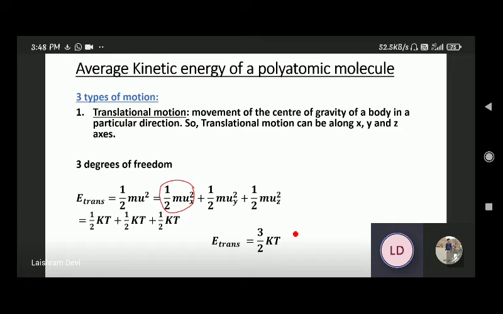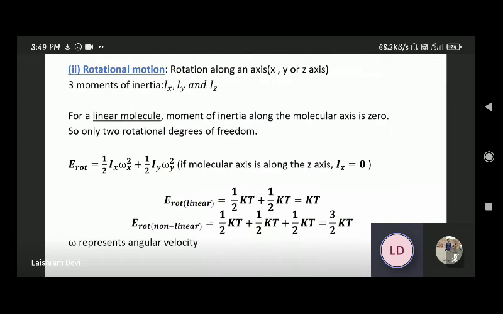ठीक है, this is for translational motion only. यहाँ पे आपको लीनियरिटी, नॉन लीनियरिटी, नंबर ऑफ एटम्स नहीं देखनी, ठीक है? It will always contribute 3 degrees of freedom. So according to which it will contribute a total of 3/2 kT to the whole average kinetic energy of the molecule. So now let's talk about rotational motion.